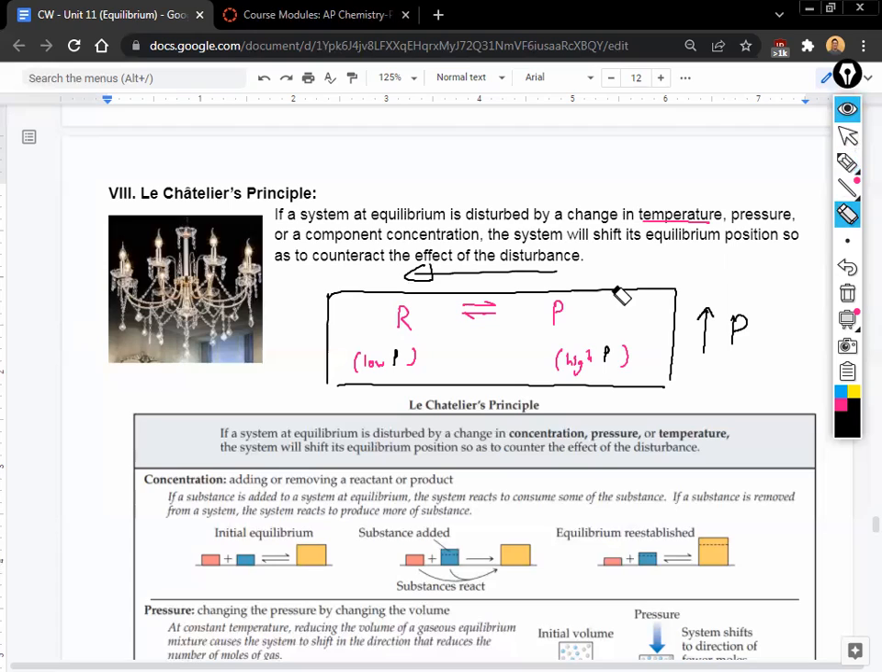So that's what the chandelier principle tells us. It tells us that if we change the system, it's going to have the opposite effect on the equilibrium.